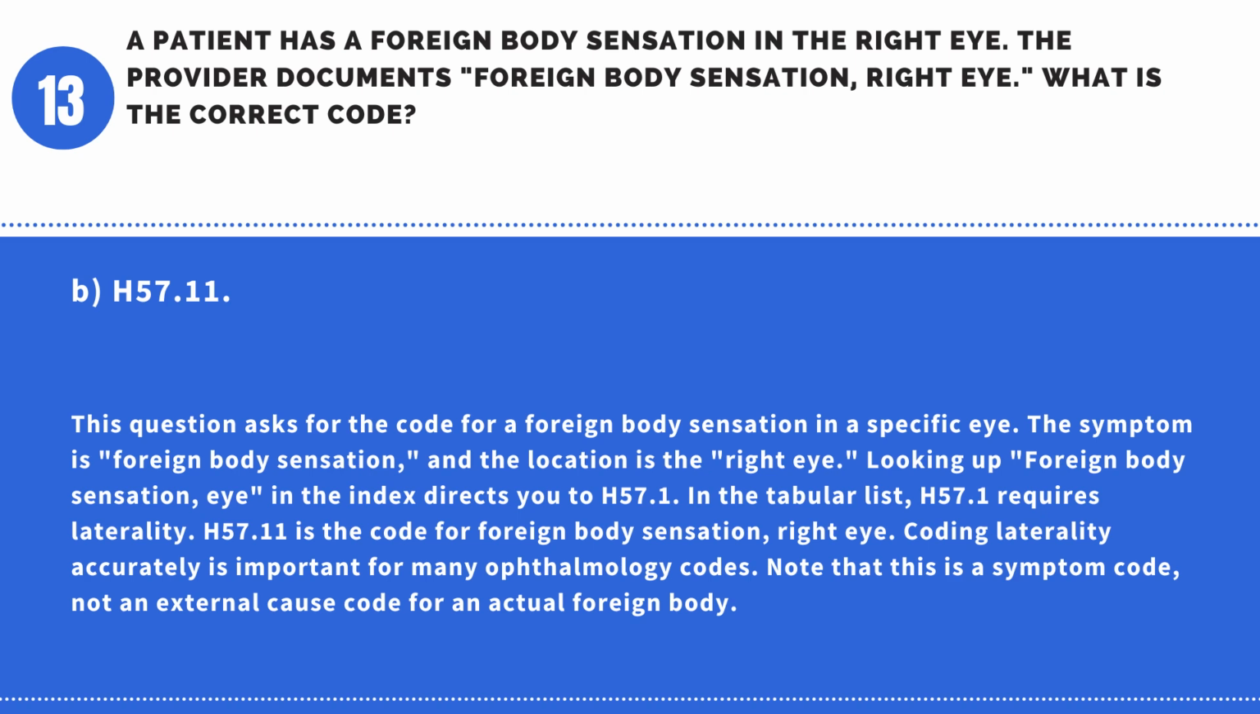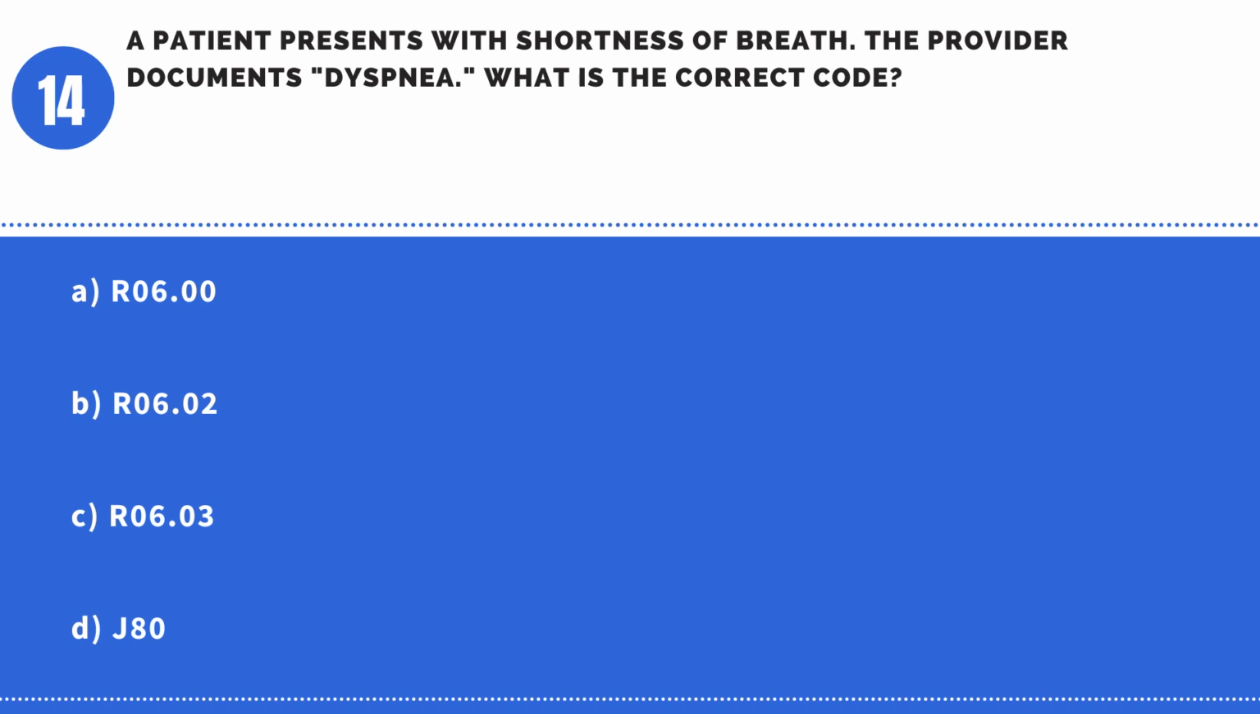Coding laterality accurately is important for many ophthalmology codes. Note that this is a symptom code, not an external cause code for an actual foreign body. Question 14. A patient presents with shortness of breath. The provider documents dyspnea. What is the correct code?